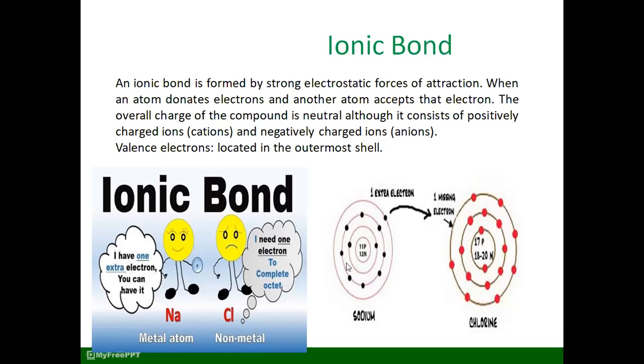It's completing its octet. And here, in terms of the chlorine atom, it's becoming an ion because it receives or accepts one negative charge. It was 2,8,7, right? And 7 becomes 8 when it has been added to another electron. It completes its octet. So this is known as anion. This is known as cation.